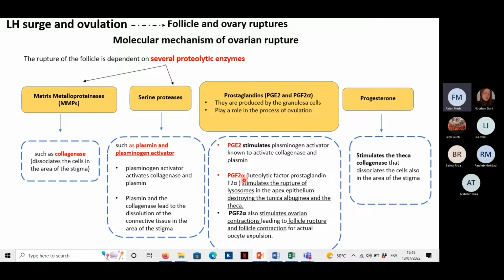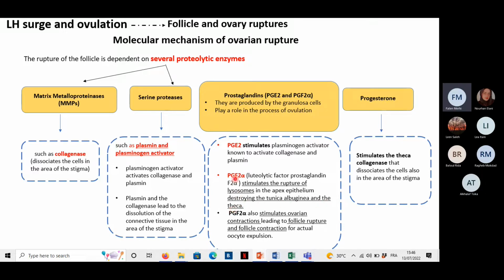Okay, so the PGE2 will stimulate the plasminogen activator, known to activate collagenase and the plasmin. And the PGF2 alpha, which is the prostaglandin F2 alpha, is called also the luteolytic factor. It's called luteolytic factor because it is responsible for the degeneration of the corpus luteum that will be formed later. We will talk about it. And that's why we call it the luteolytic factor, prostaglandin F2 alpha. The PGF2 alpha stimulates the rupture of lysosomes in the apex epithelium, destroying the tunica albuginea and the theca.